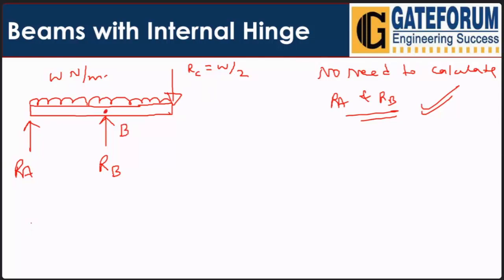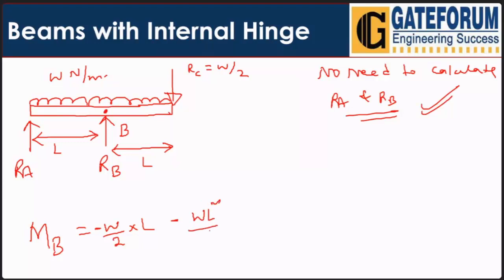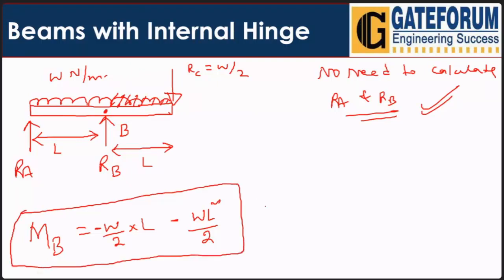So very simply, the moment at point B, from the right hand side, will be equal to RC multiplied by L. Suppose this length is given as L, and this length is also given as L. So RC, that is W by 2, multiplied by L, which is negative in sign, then minus W into L square by 2, because from here to here the UDL has the value W into L, that is the point load, acting at L by 2, giving WL square by 2. So this will be the value of bending moment at point C, and this will be our answer.